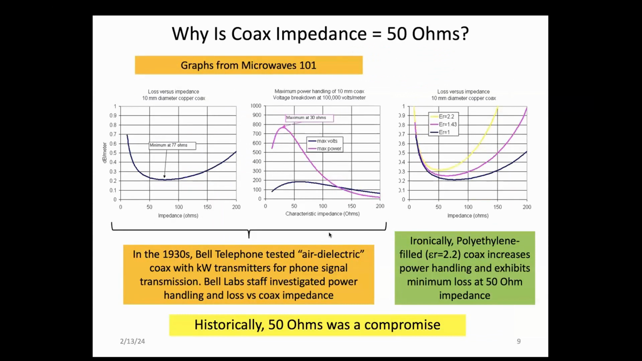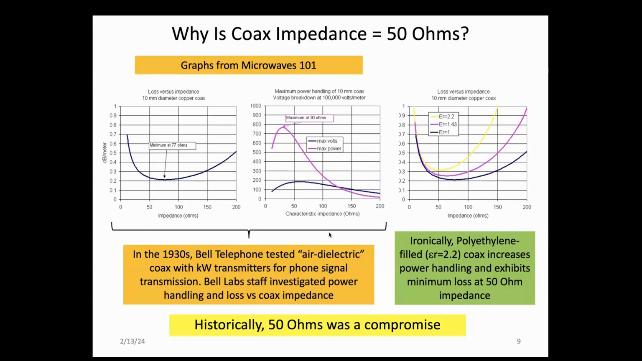Why is most coax 50 ohm impedance? Well, back in the 1930s, Bell Telephone considered transmitting phone voice messages over coax long distances with high power transmitters. And so they asked a couple of Bell Labs staff to investigate power handling and loss versus coax impedance. And they found that minimum loss in coax versus impedance was about 75 ohms. But power handling maxed out at about 30 ohms. So guess what they did? They compromised.